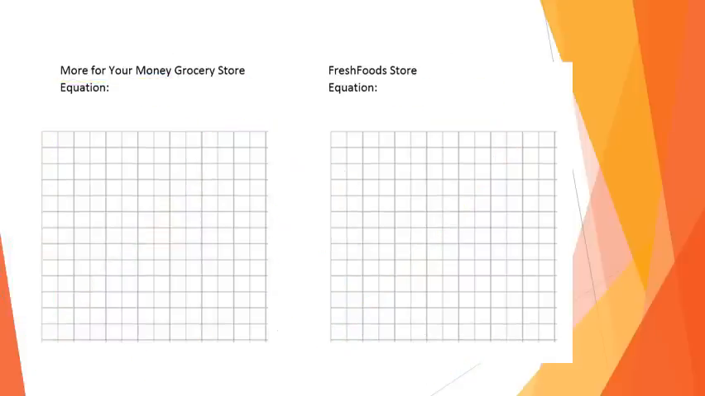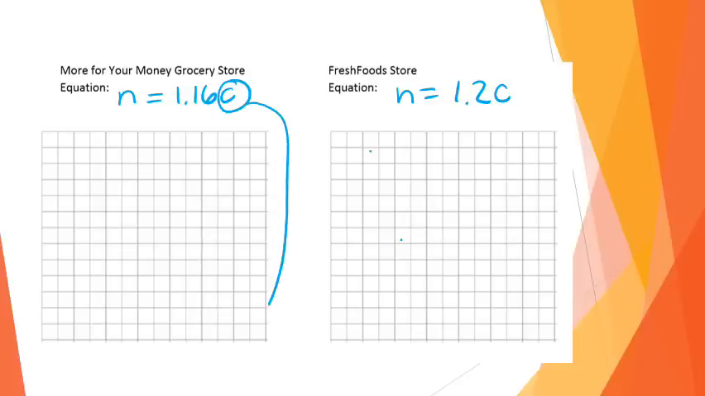Now we're going to graph the other set of equations. So more for your money was N equals 1.16 or 1 1600ths of a box per dollar. So that's going to have a C there. And the other was N equals 1 2/10 times the C there. So this time it's 1.16 boxes per dollar. And so cost is going to go on the x-axis.